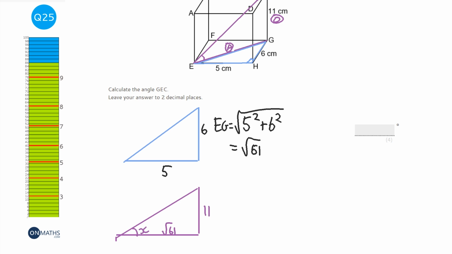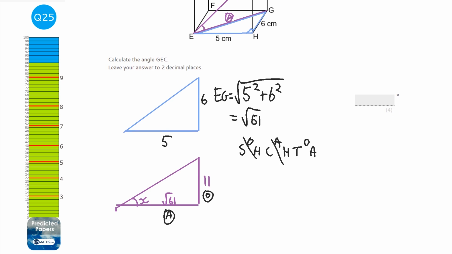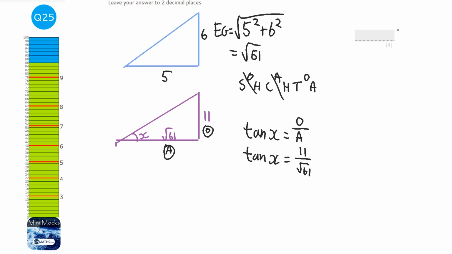Okay, so to do this question, we need to label the sides first. So that's the opposite and that's the adjacent. We need to just quickly write SOHCAHTOA so that we can check which one it's going to be. And it's TOA that has the opposite and adjacent. And so we're going to write down tan X equals opposite over adjacent. Tan X equals, well, the opposite's 11 and the adjacent is root 61. And we're going to inverse tan both sides.